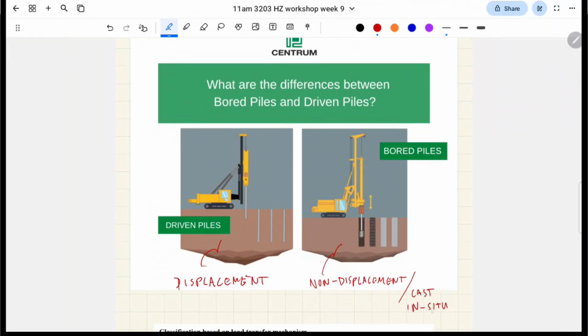I think that's Latin or something, I don't know. Cast in situ means cast on site, and that's just about how you pour concrete into that hole on the site. Does that make sense? These will be all the terms you need to know regarding these 2 types of pile installations.